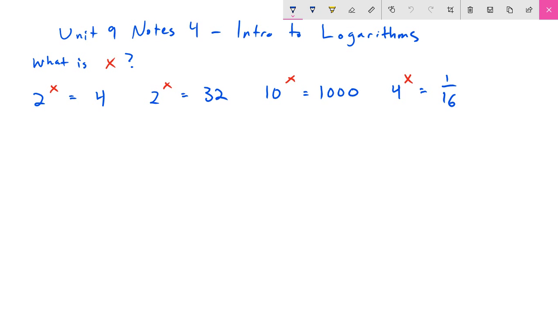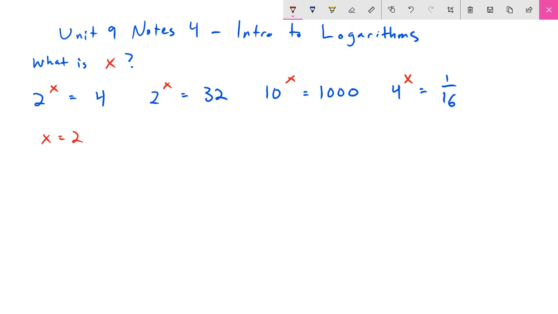After you've written that down, I want you guys to take a second and tell me, what is x? I've given you 4 equations right here: 2 to the x equals 4, 2 to the x equals 32, 10 to the x equals 1,000, and 4 to the x equals 1 over 16. Can you tell me what x is for each of these? What would x be on the very first one? 2, that's right. Why would it be 2? Because 2 squared is 4. X equals 2 right there.